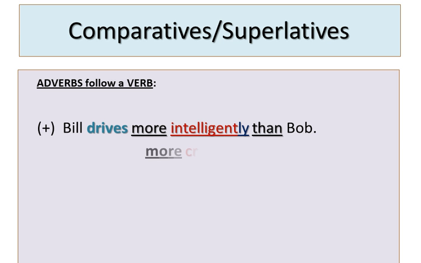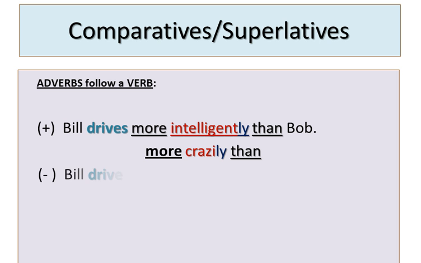In the positive form, we can also say Bill drives more crazily than Bob. Please note that here, even though I have a two-syllable word that finishes in y, I do not use the shortcut. In fact, crazily here is 3 syllables. But even if I had a two-syllable word that finished in y, I wouldn't use it. The only ones that use the shortcut are the two words that we saw before, fast and hard.